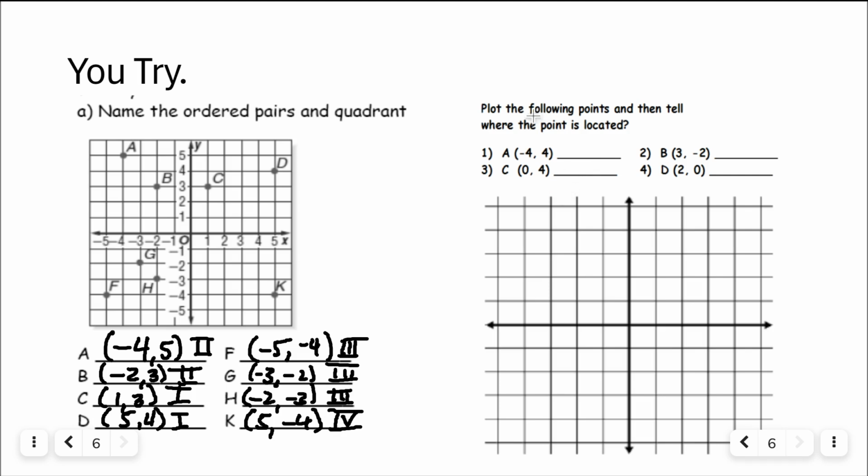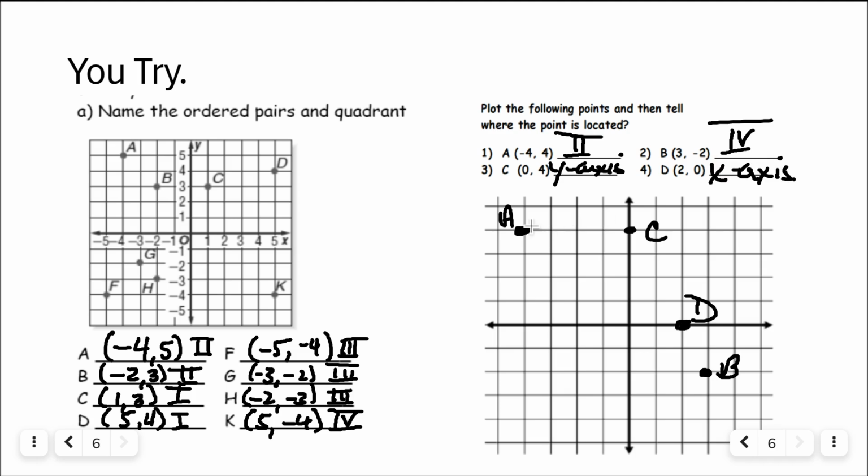And part B asks you to plot it and then say where you are. So letter A, I'm going 1, 2, 3, 4 to the left, 4 up, make a point, call it A. I'm in quadrant 2. Letter B is 3 to the right, 2 down. Here's B, 1, 2, 3, quadrant 4. Letter C, I'm not going left to right, I'm just going 4 up, make a point. It's on the y-axis. And then letter D is 2 to the right, don't go up or down. And I'm on the x-axis. And there's my answer. And that's it.